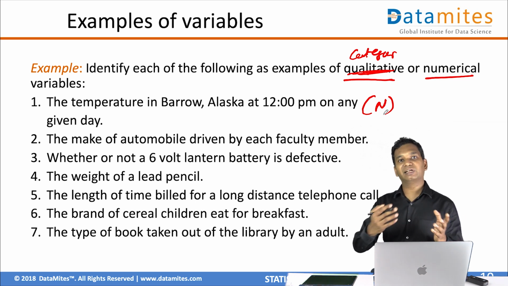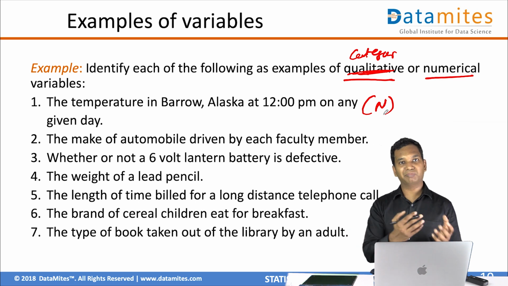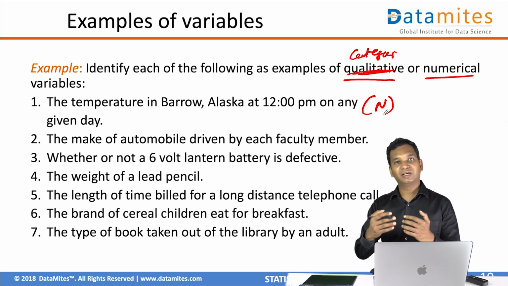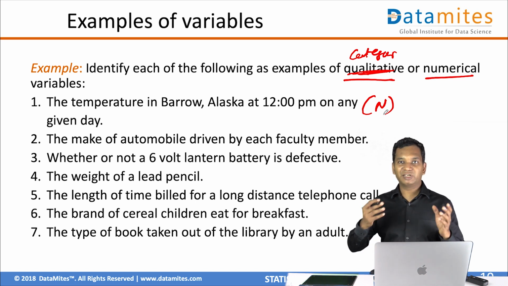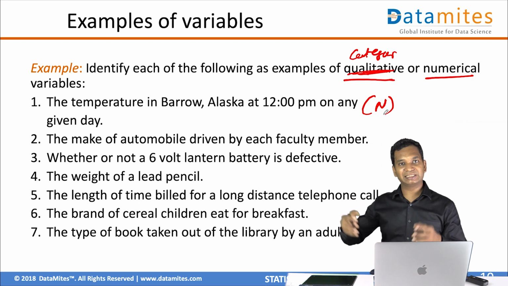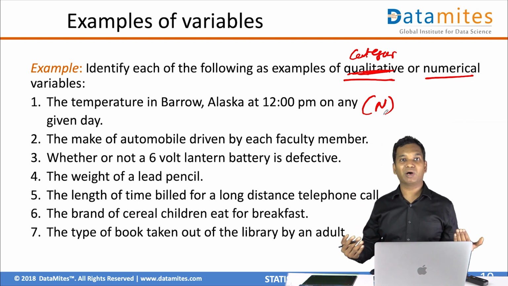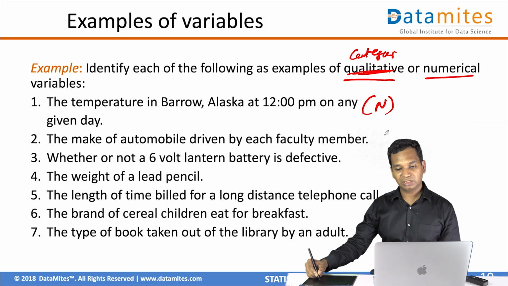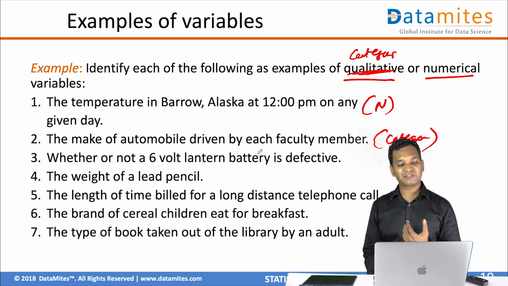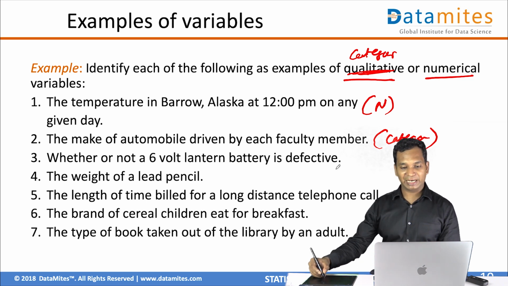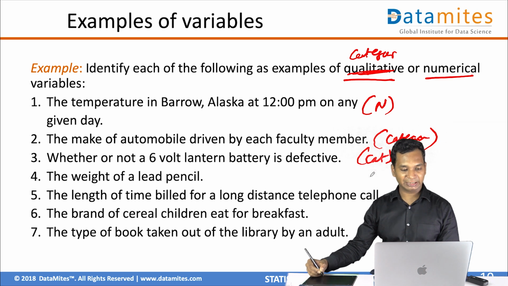It could be different car brands, all right. It could be Mercedes-Benz, BMW, Tata. So these are different brands. You are actually categorizing the data, and it's talking about which brand it is as a quality. So it is not quantitative, it's a categorical variable. And then you have whether or not a 6-volt Lantern battery is defective. Defective, not defective, again comes under qualitative data. So it is qualitative or simply categorical.